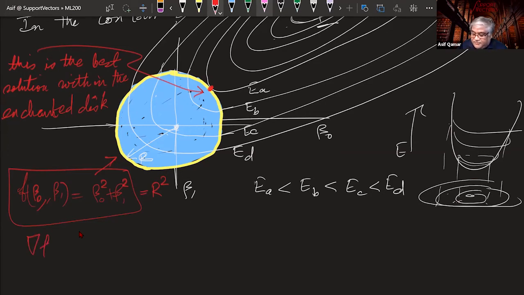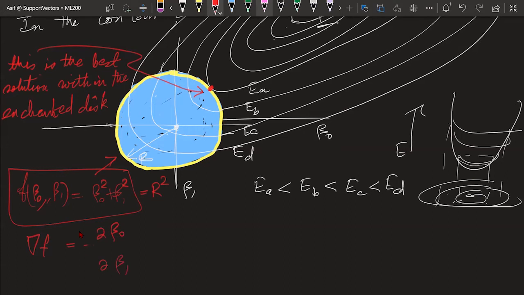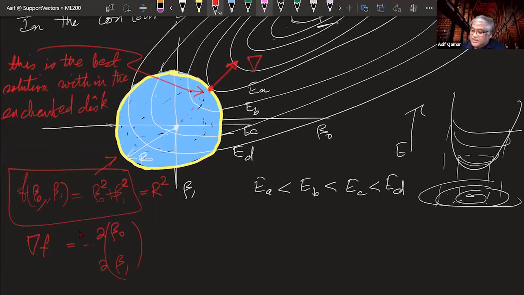Gradient of f is equal to 2 beta naught, 2 beta 1. So 2 times this. At this point, where would the gradient point? It would point from the origin in the direction of increase, and it would point here. The gradient of the constraint is this, right? Constraint surface beta is this.